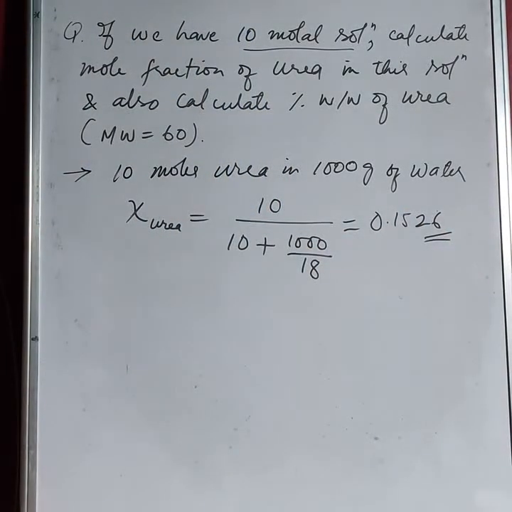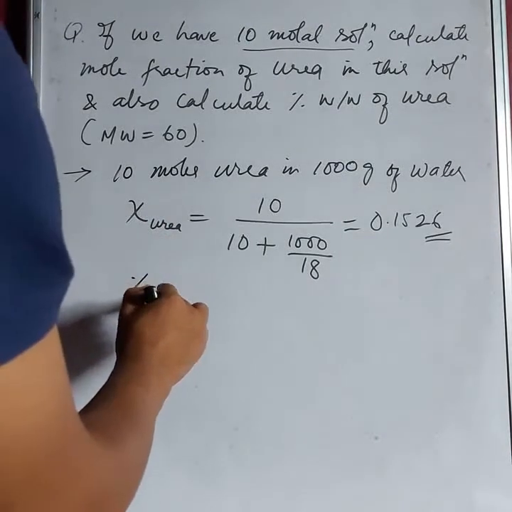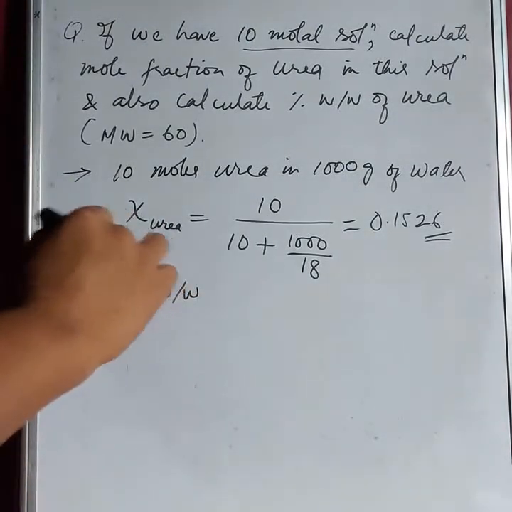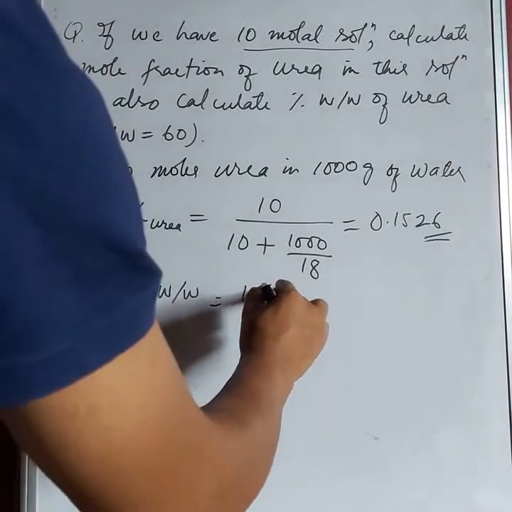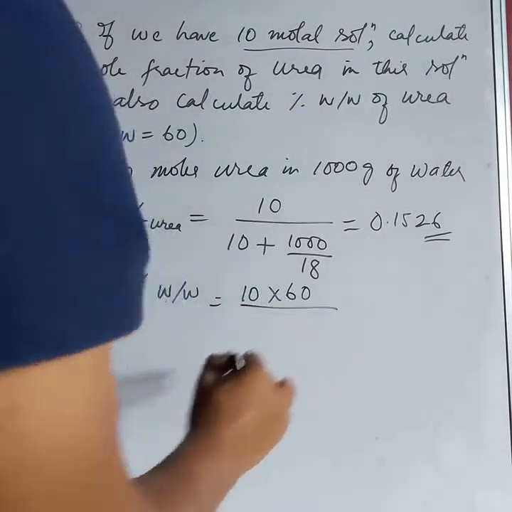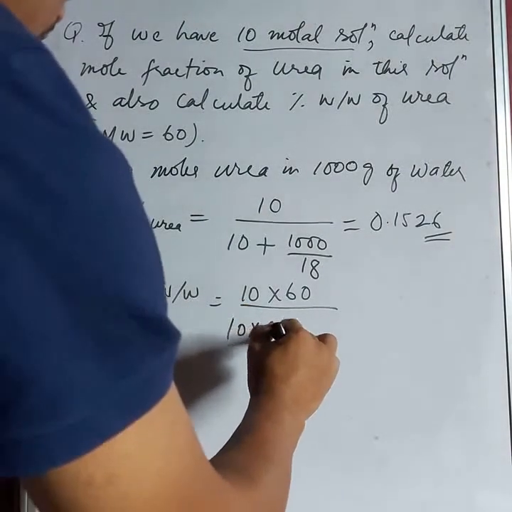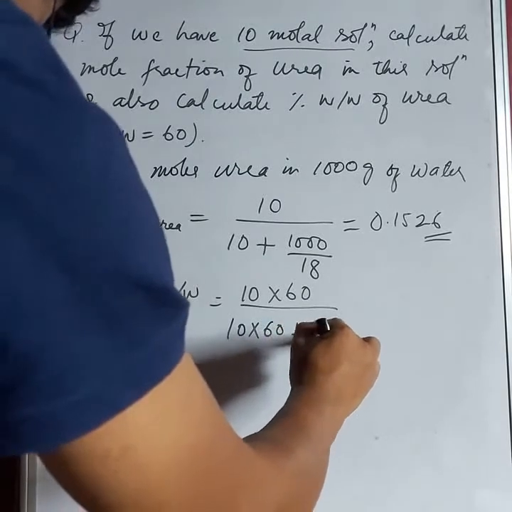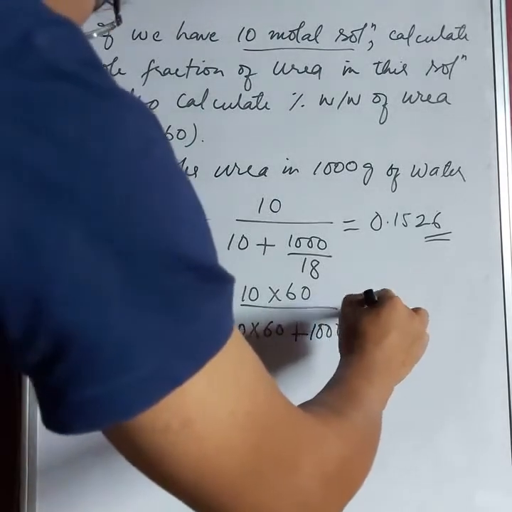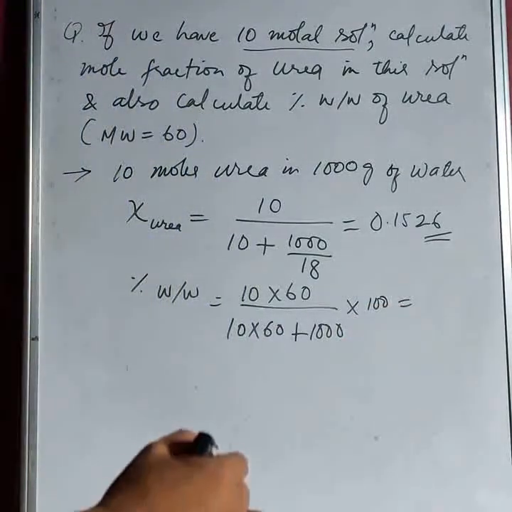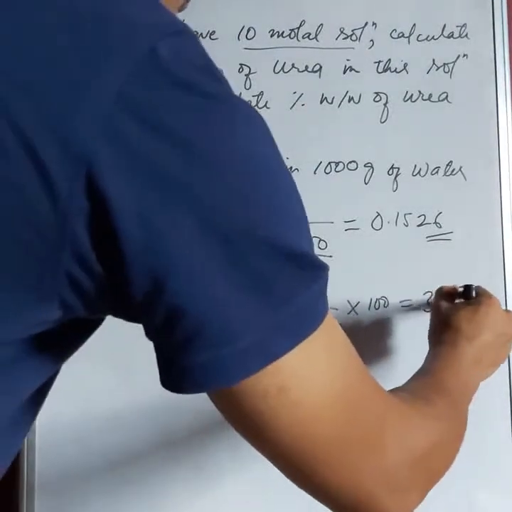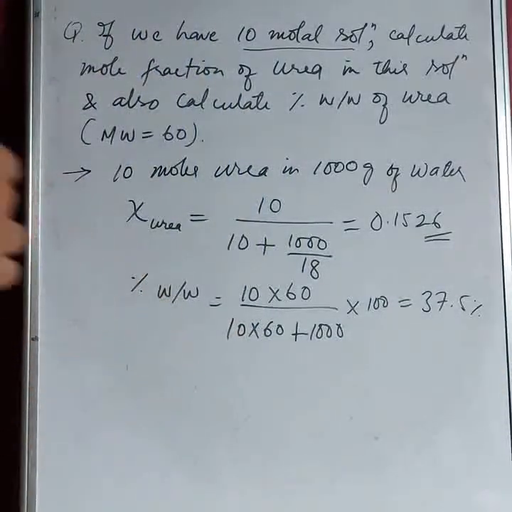Now, the percentage weight per weight of urea would be given by 10 moles times the molecular weight of urea, divided by the molecular weight of urea plus 1000 grams of water, times 100. That gives us around 37.5% weight percentage. So that's how we calculate mole fraction and weight percentage.